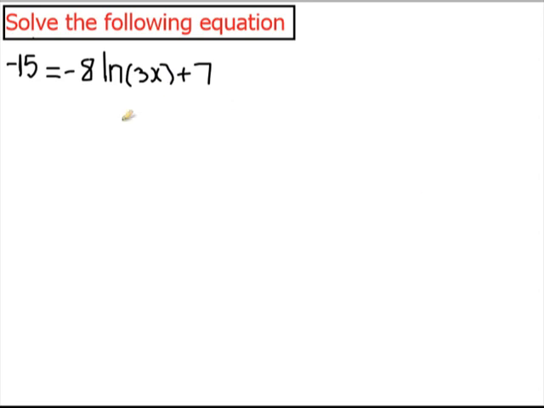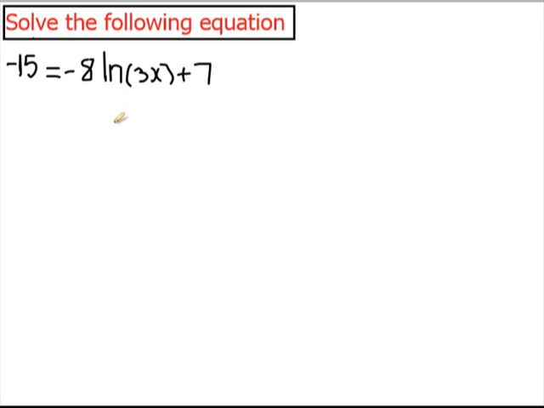Hello guys, today we're gonna solve a problem on logarithm, but in this problem we have only one logarithm. That's the natural logarithm. Remember, the natural logarithm, the base is e. It's like log base e of 3x here.